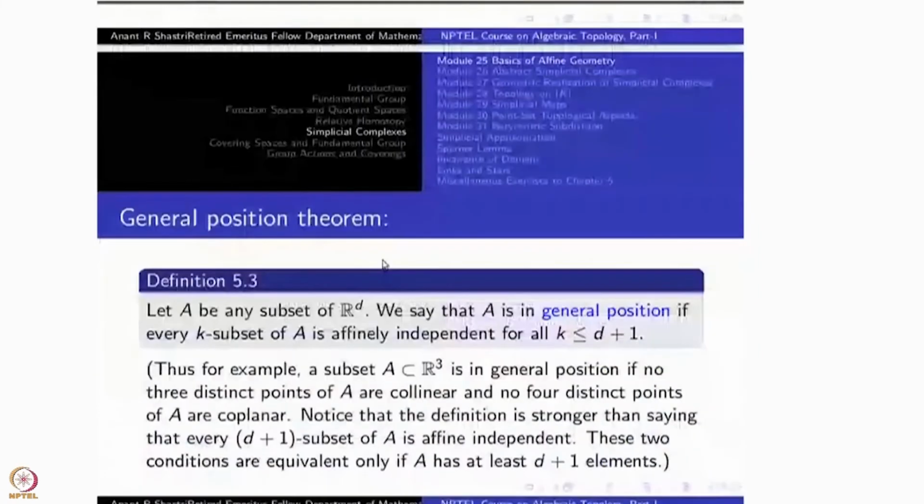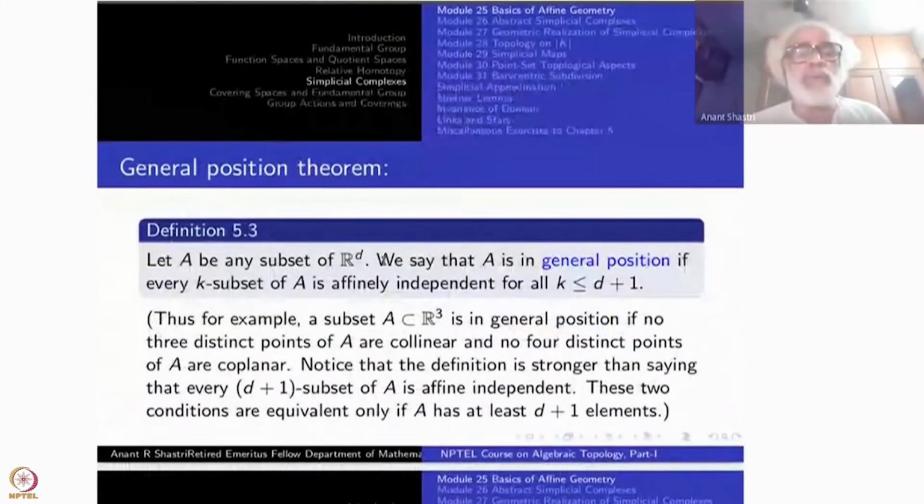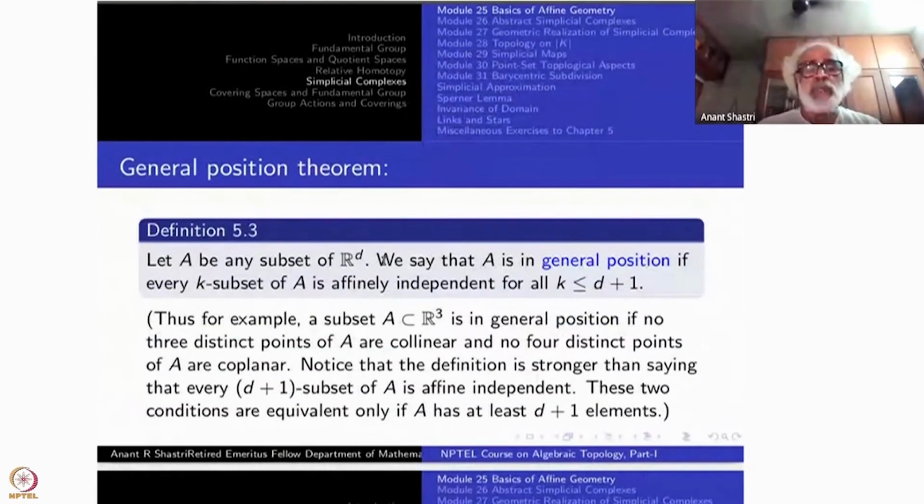Here is one more concept I want to introduce, which you might not have learned in linear algebra. Namely, take a subset A of R^d. We say this subset is in general position if every k-subset of A is affinely independent, where k itself is less than or equal to d plus 1.